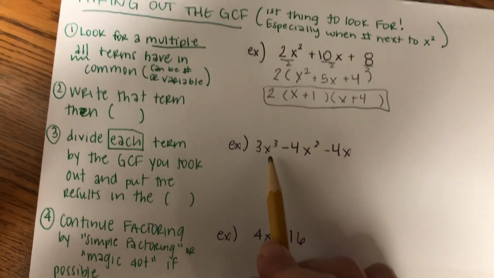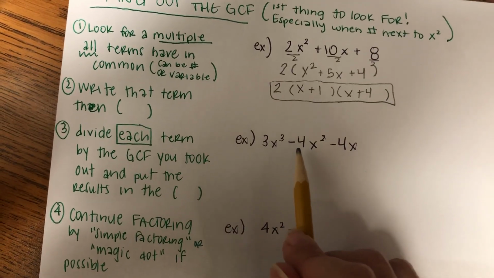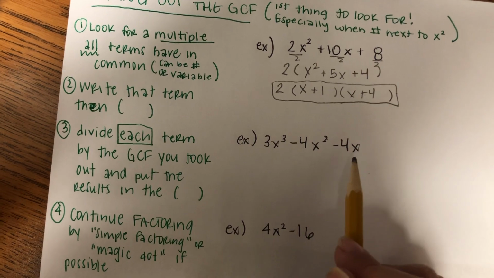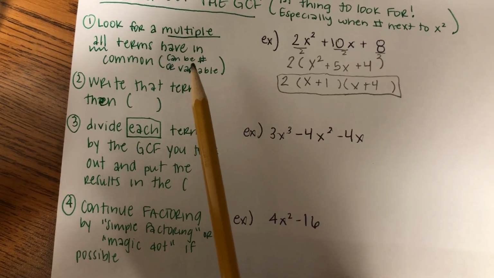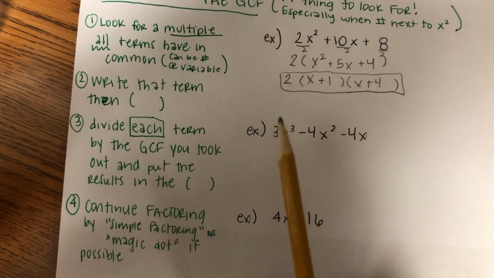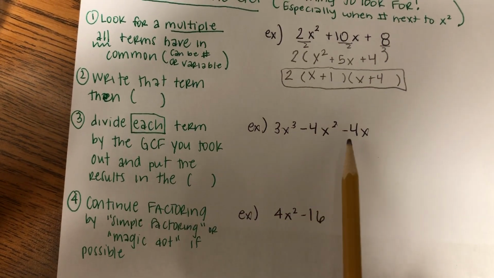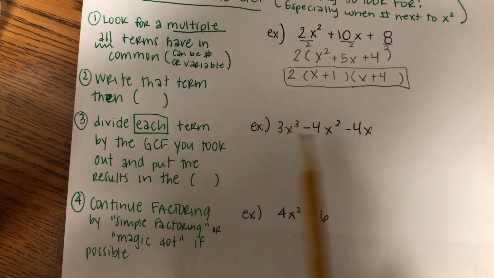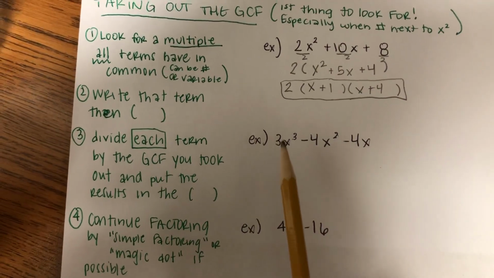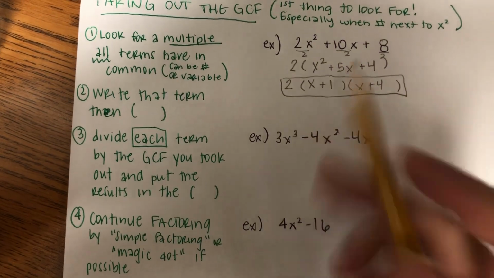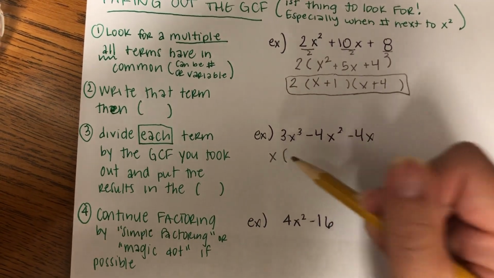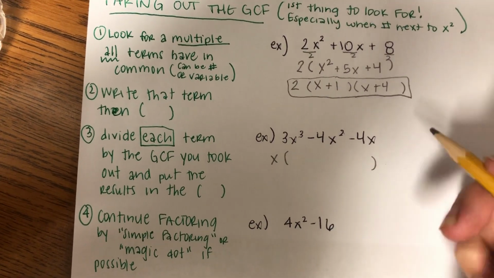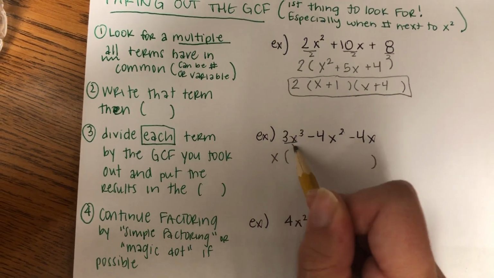So let's try this 2 more times. I'm going to look at 3x cubed minus 4x squared minus 4x and look for a multiple that all terms have. Note in this parenthesis I said it could be a number or a variable, because if 3, 4, and 4 are my numbers, there's not a number that they're all divisible by, but they all have x in common. So that means x is the term that in step 2 I'm going to write out, and then I'm going to put parentheses. Step 3 says divide everything by x.